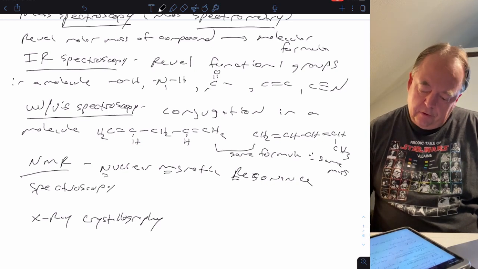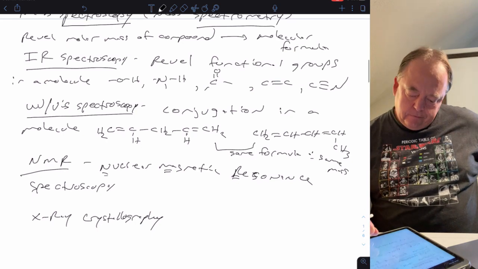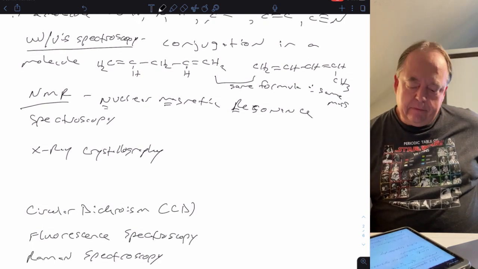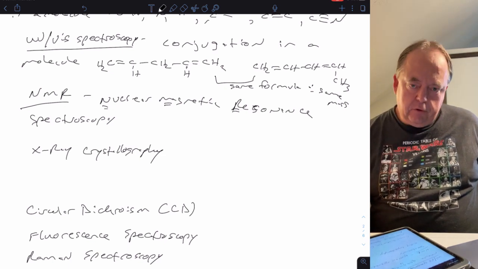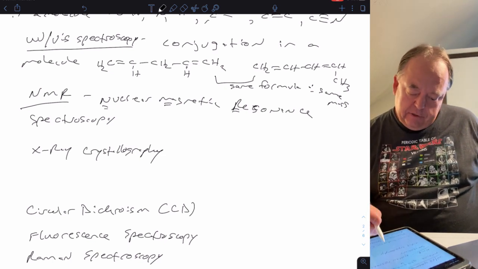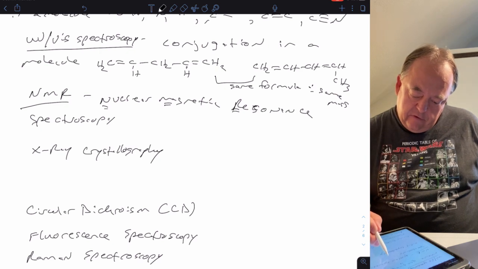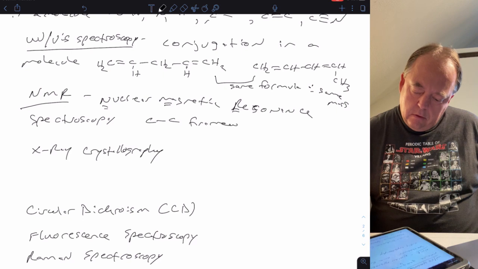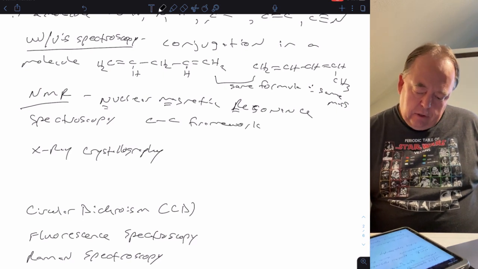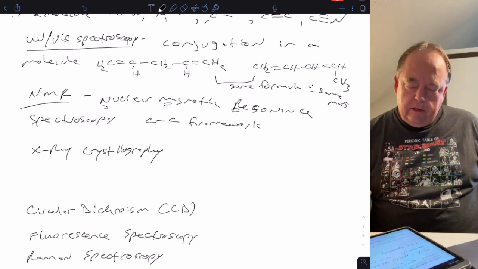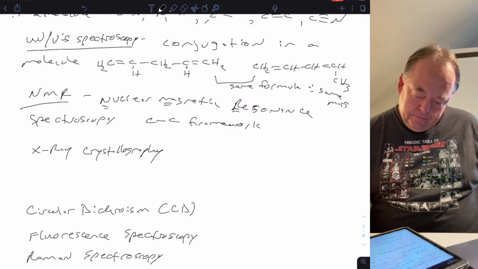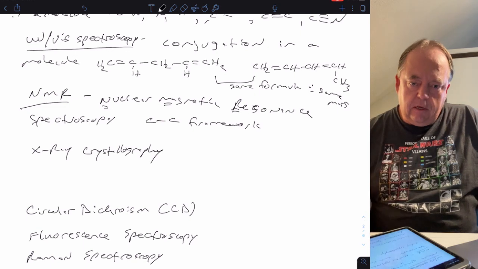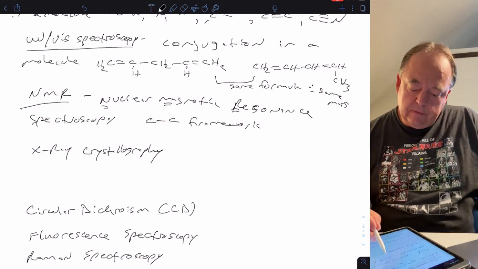NMR is an acronym for nuclear magnetic resonance spectroscopy. It has nothing to do with radiation, not that type of nuclear chemistry, but it does have to do with the nuclei of the atom. So what does it reveal? It will reveal the carbon-carbon framework. It'll tell you exactly how every single carbon in the molecule is attached to each other, and therefore, you also figure out how all of the hydrogens in the molecule are attached as well. So that is extremely powerful.